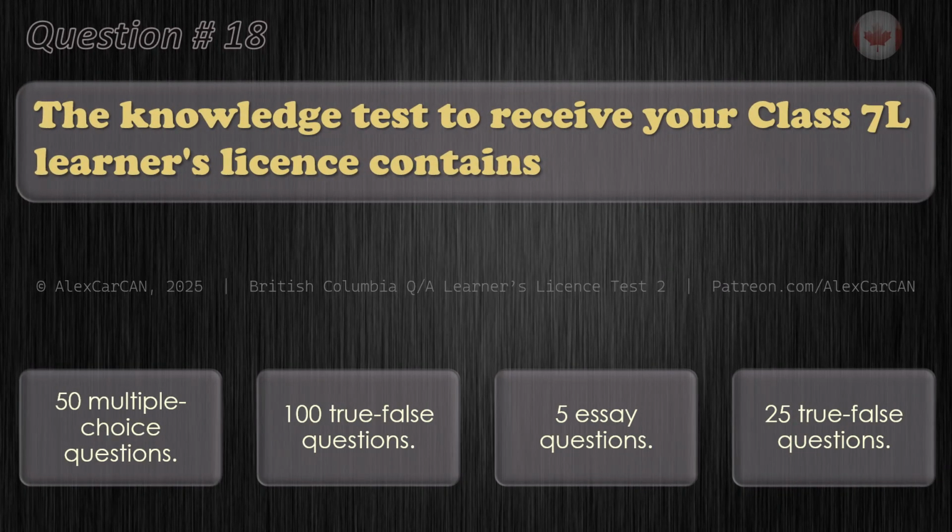Question number 18. The knowledge test to receive your Class 7 Learner's License contains 50 multiple-choice questions, 100 true-false questions, 5 essay questions, 25 true-false questions. The correct answer is 50 multiple-choice questions.